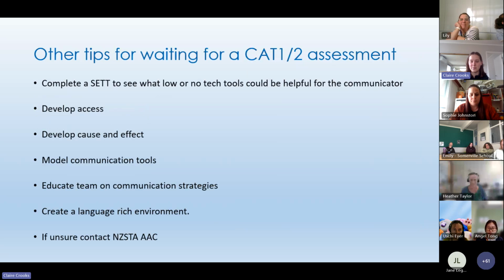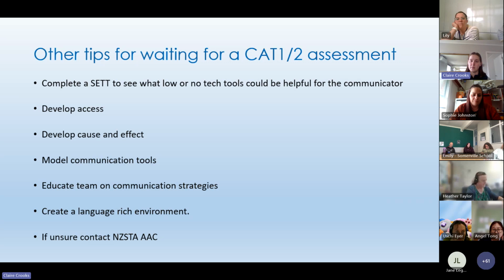Lots of information. That's okay. So other tips for waiting for a Cat 1 or Cat 2 assessment: completing a set yourselves to see what low-tech or no-tech tools might be helpful for them, looking at how they access and how you could develop their access, whether that's with the support of an OT, looking at things like poppets and different activities if someone wants to direct access, or looking at how they might have a switch and things like that.